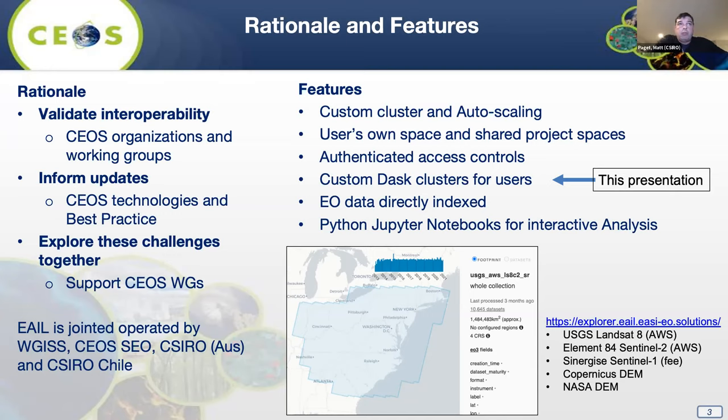CEOS maintain and manage a set of these technologies and also best practice documents associated with many of these things. And as technology evolves, the best practices need to be updated. So we're also using the laboratory as a platform for testing and exercising what are the new technologies coming through and how will CEOS respond to those. And we explore these challenges together within CEOS, and in particular by supporting the various working groups in CEOS. So there are the two working groups of note here, the working group on disasters and the working group on coasts.